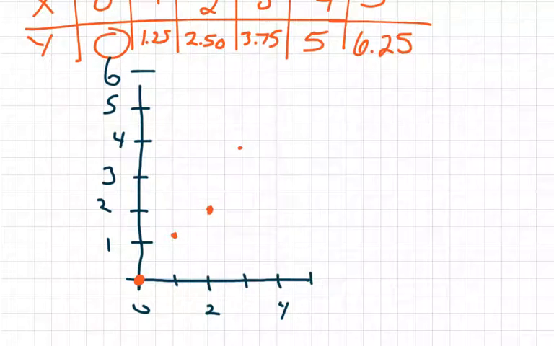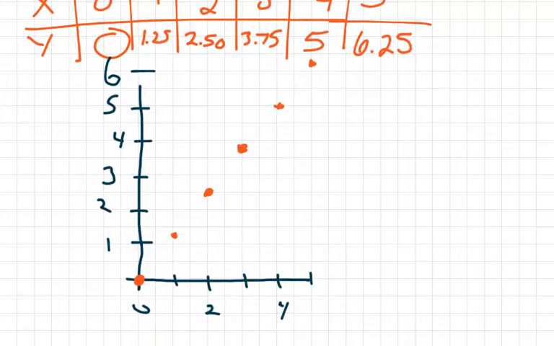Oh, no, I didn't. I just put this point in the wrong spot. 2, 250 is there. And then 3, 375. 4, $5 is, let's see, 4, and $5 is there. And then 5, 6 1/4 is right in there. Okay, so obviously you can see the points make a line.